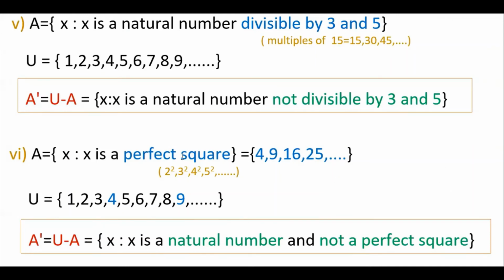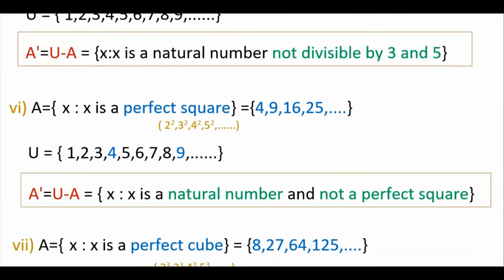And the next one is x is a perfect square. We know that the perfect squares are 2 square, 3 square, 4 square, 5 square. Those numbers are 4, 9: 2 square is 4, 3 square is 9, 4 square is 16, 25 and so on. These are called perfect square numbers or square numbers. If you exclude these numbers from the universal set, then you will get the complement of set A equal to x is a natural number, because the universal set contains all the natural numbers, and not a perfect square, because you are excluding the perfect square numbers. So the complement of that set is not a perfect square.